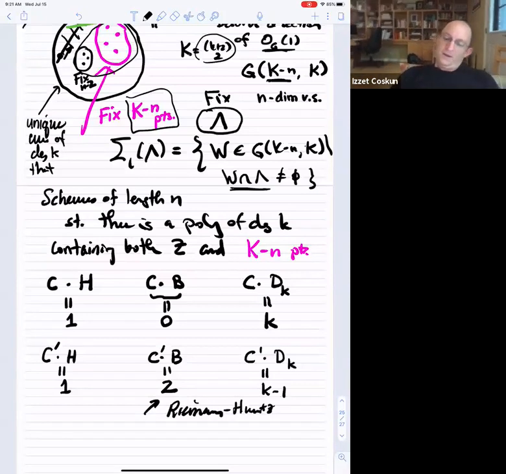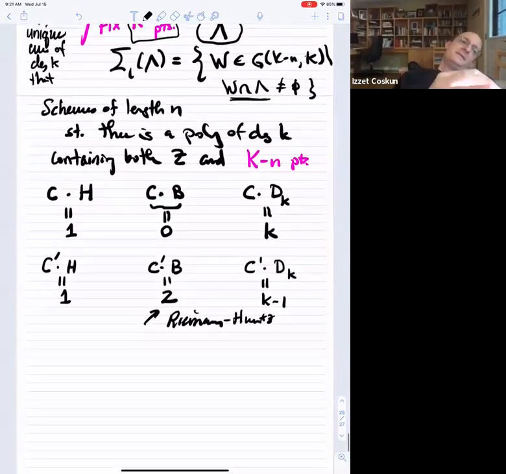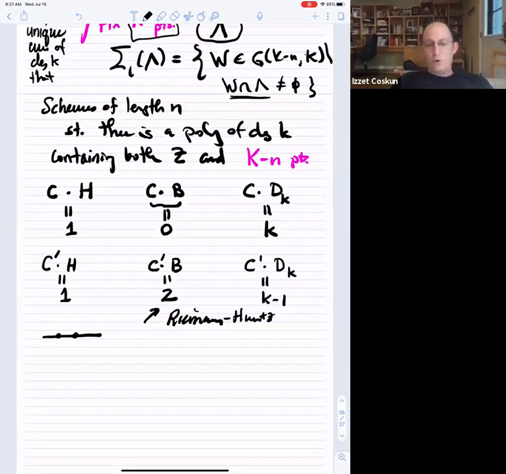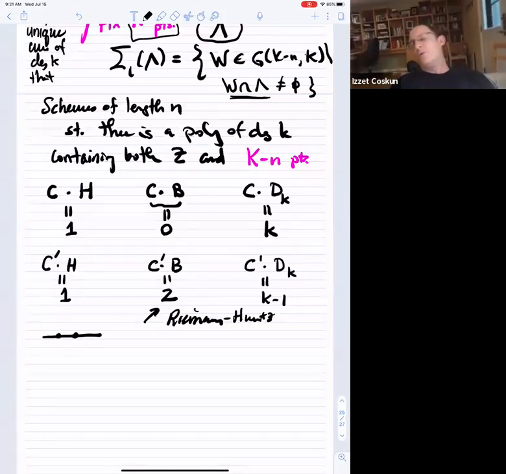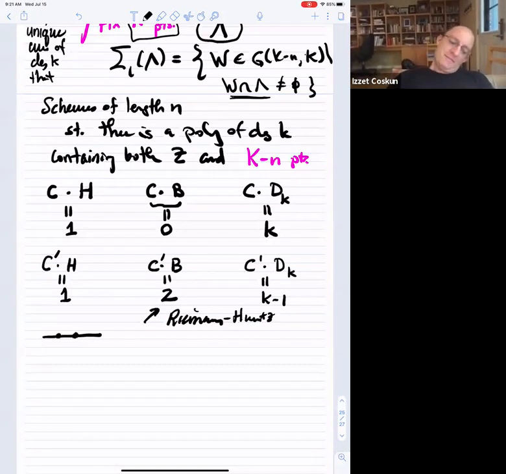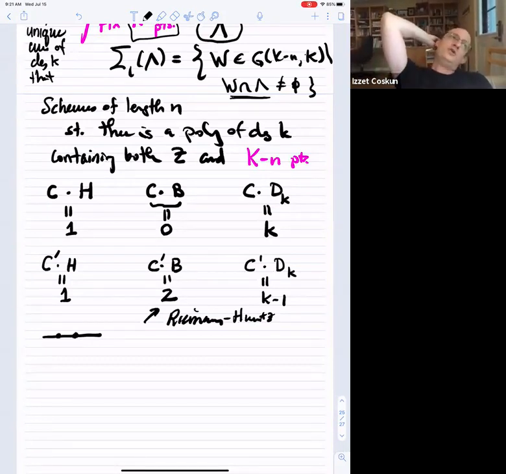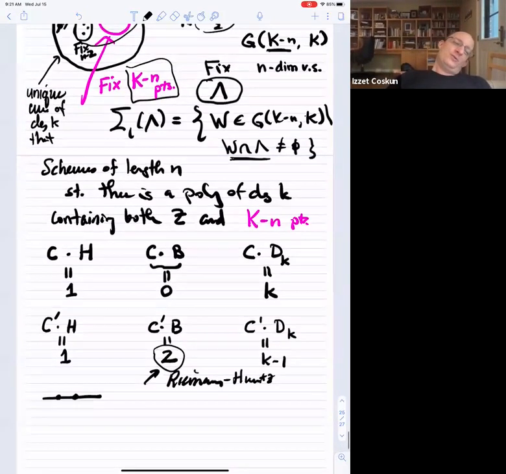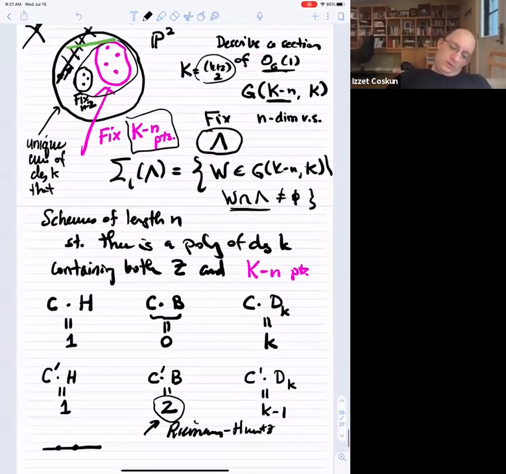Okay? Now, how do you determine this? The way you can determine this is the following. How does Riemann-Hurwitz tell you this? If you have a linear system of degree 2 on P1, how many branch points does it have? This is a map from P1 to P1 of degree 2, and you see that it has 2 branch points. You need to do a tiny bit more work than that, but it still works.